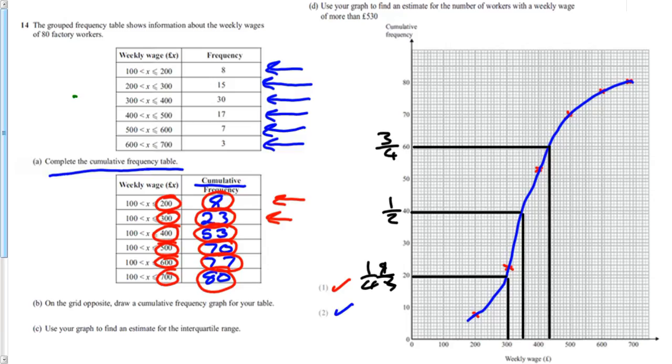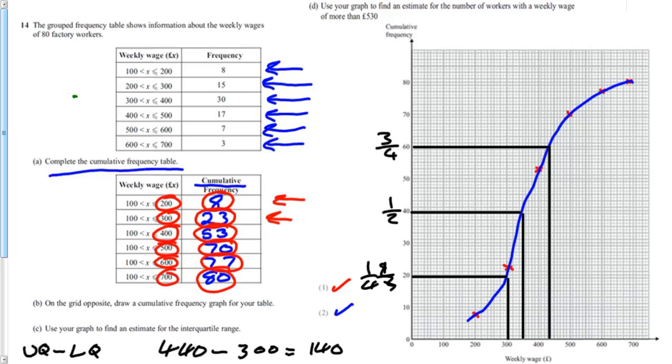So my interquartile range would be 440 take away 300. So the interquartile range means the upper quartile take away the lower quartile. 440 take away 300, I'm getting 140. But if you get it close to that, then you're going to get the mark. So when you do this, you might get something slightly different.